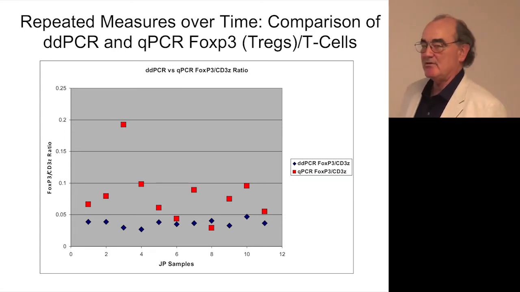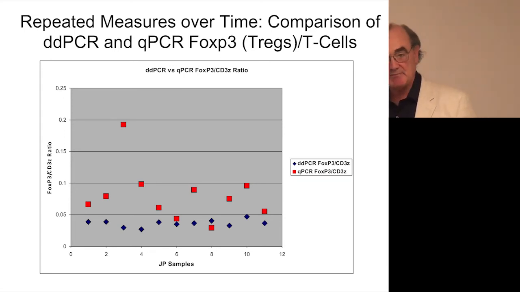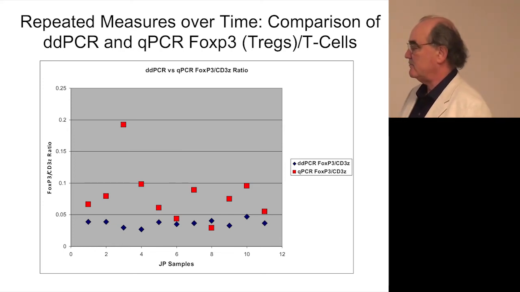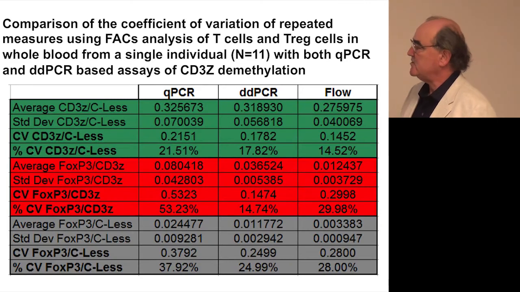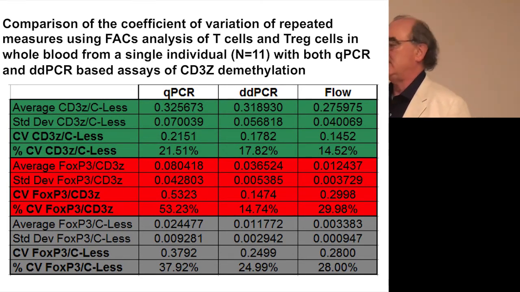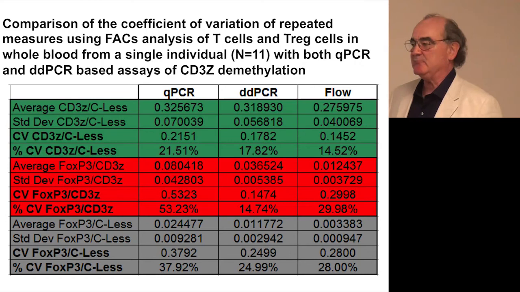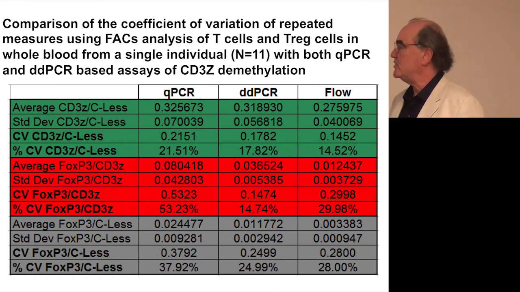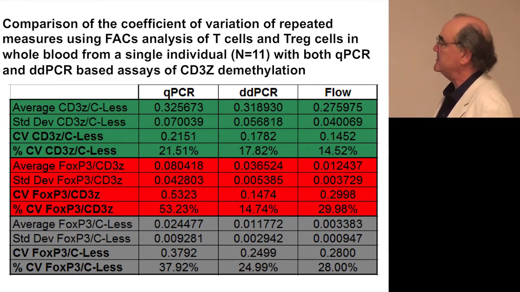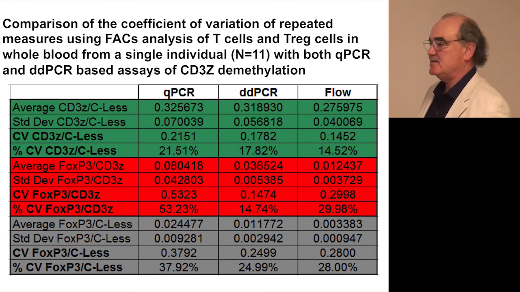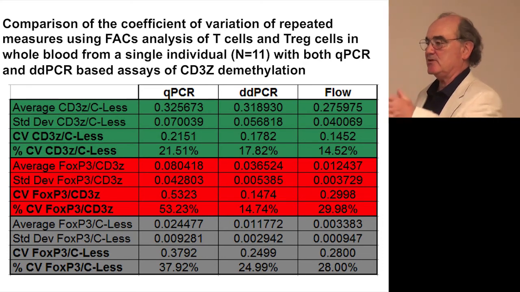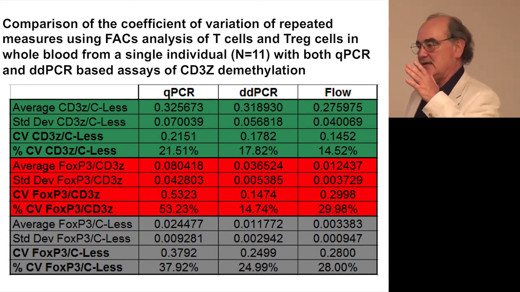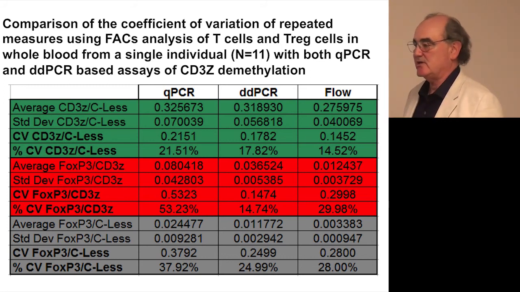And again, every one of those points represents a different experiment, a different standard curve, which we didn't have to run on this. And I'll just show you this table, which again gets to this point of digital being a more stable and more reproducible system. And here are the three measurements, qPCR, ddPCR, and flow. This is a different set of data. This is a person measured over time. They are different samples, so his blood cells could be changing over time.